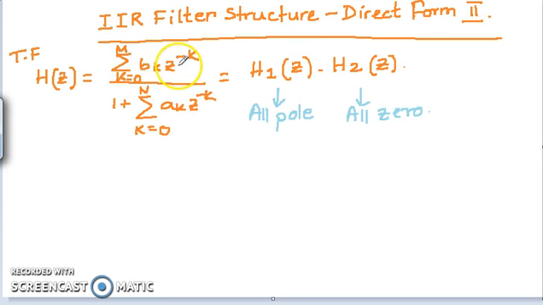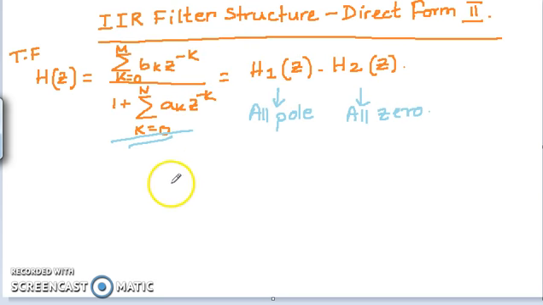We know it has poles as well as zeros. Now in direct form 1, what we have done is just separate the poles and zeros. First we took the zeros of the system and then we took the poles of the system. But here we are going to do it in reverse fashion. That is, first we are going to take this part, which will be the pole part. So the first part, H1(z) in this structure, is going to give us the poles.